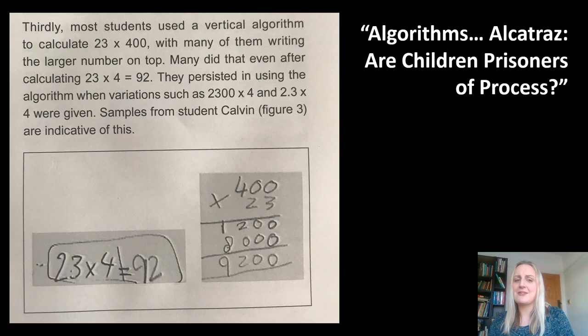Whereas we know that the more efficient way to do it would be 23 times 4, and then we're going to multiply that by 100, so we're going to have those zeros at the end. And it's that kind of, oh, the bigger number goes on top, and that idea of not really thinking about the question.